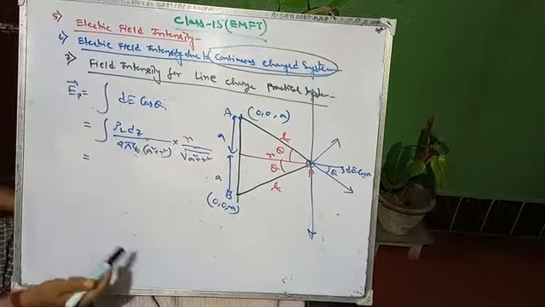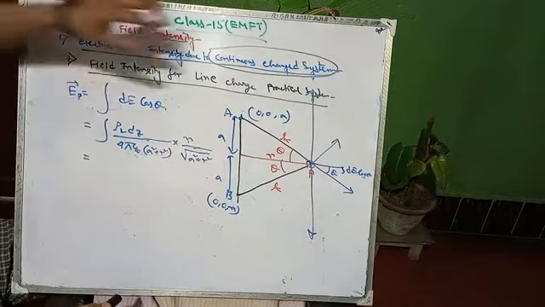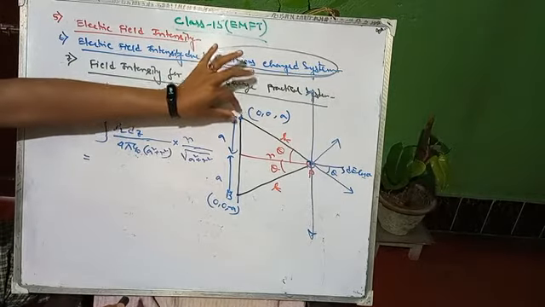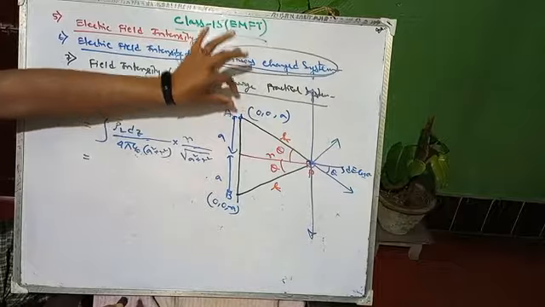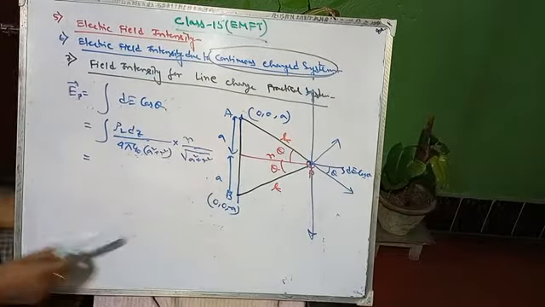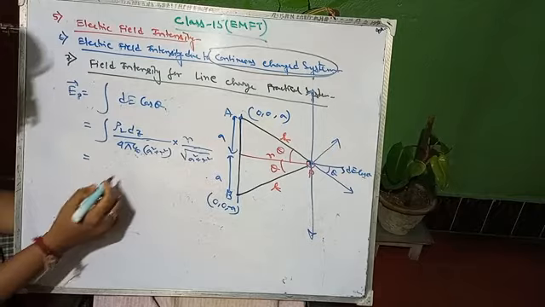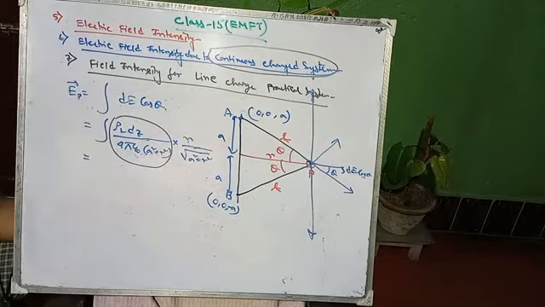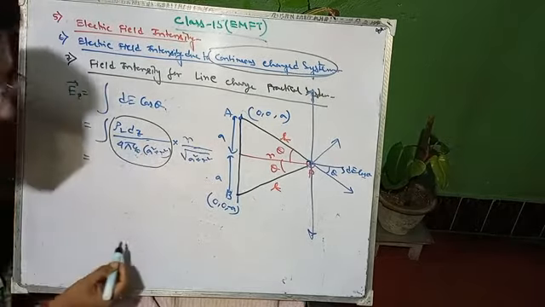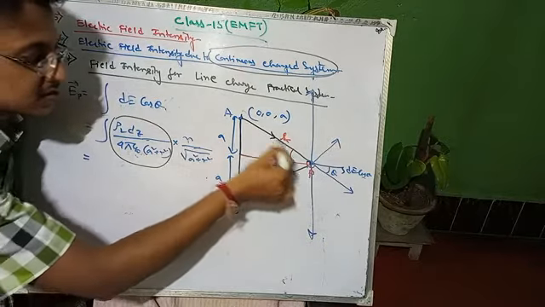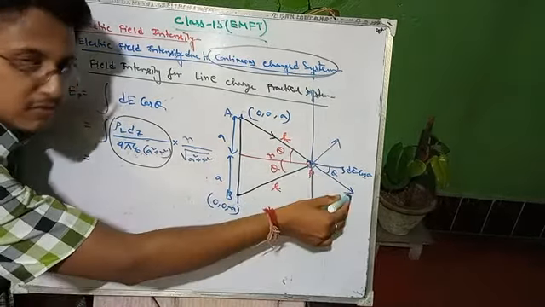So first we have taken a small length at this point A. Due to this point A, the intensity at point P will be dE, right? What is dE? dE is nothing but this one. This is dE. But why is cos theta multiplied over here? Because at that point the intensity acts in that direction, so it is not in quadrature.